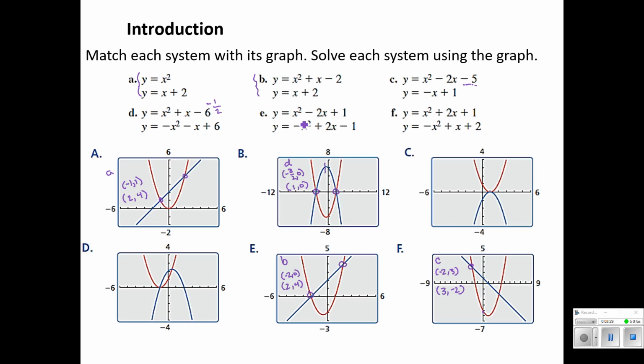All right, for system E, x squared minus 2x plus 1, and -x squared plus 2x minus 1. Again, they're perfect negations of one another. That means they're a perfect vertical flip. The only one of those left is graph C. And the points of intersection, just one point, the point 1, 0.